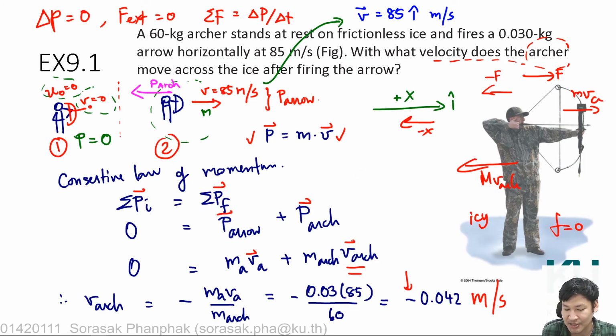Velocity is also a vector. If you would like to find the velocity of the archer, and you know that the velocity of the arrow is a vector, 85 in the i direction, you finally get minus 0.042 in the minus i direction. The unit is meters per second. This is how you use knowledge of linear momentum and apply the conservation law of motion, and that is how you can approximate the speed or velocity of the archer when you shoot the arrow on the icy floor.